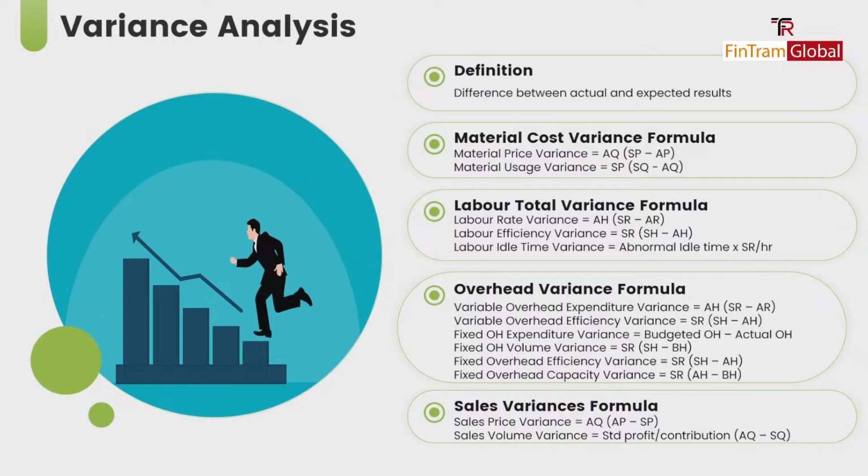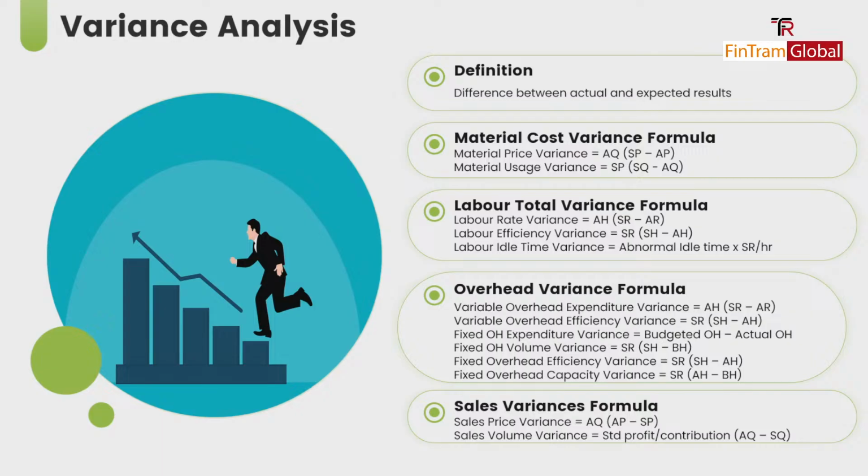For the fixed overhead expenditure variance, we have budgeted overheads minus actual overheads. For the volume variance, we have (standard hours minus budgeted hours) times standard rate. For efficiency variance, we have (standard hours minus actual hours) times standard rate. For capacity variance, we have (actual hours minus budgeted hours) times standard rate as well.